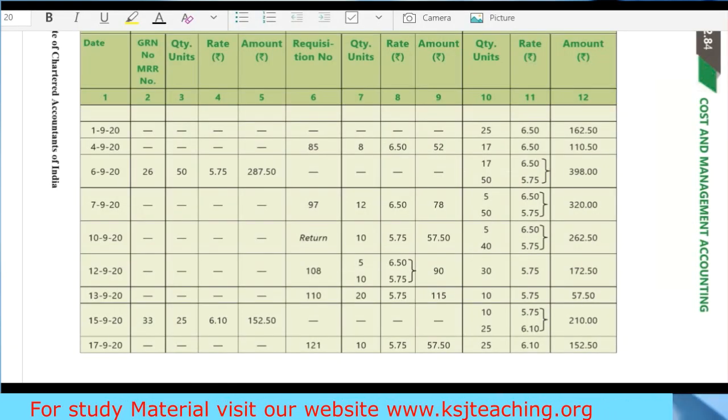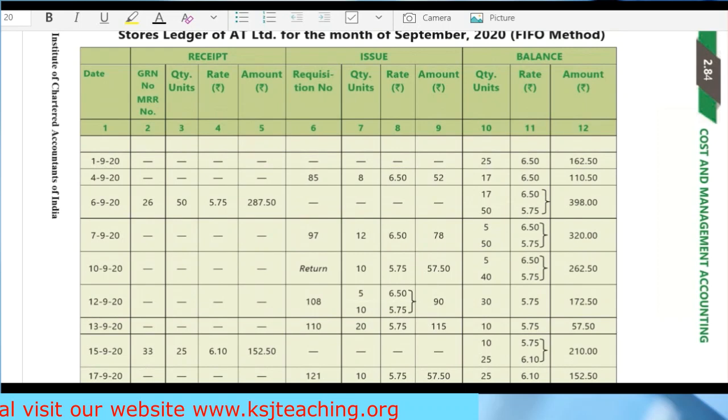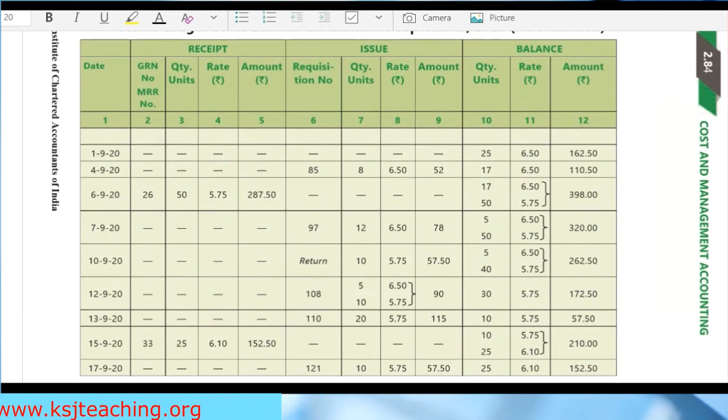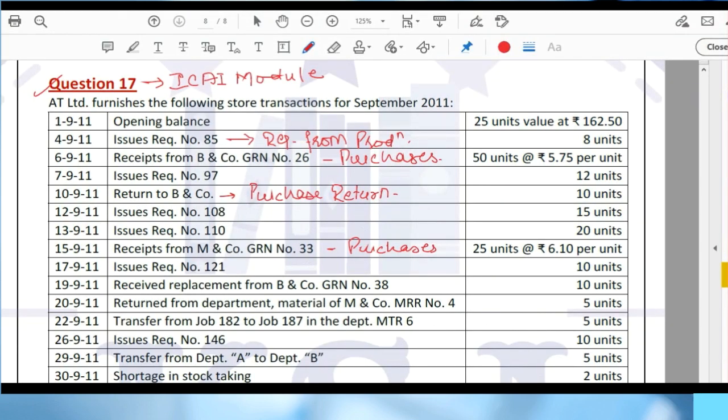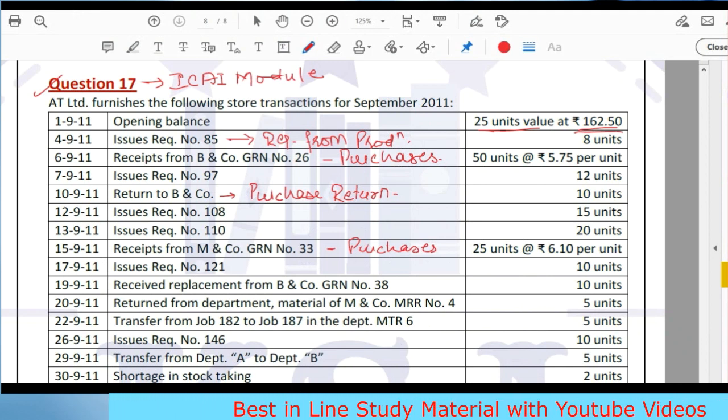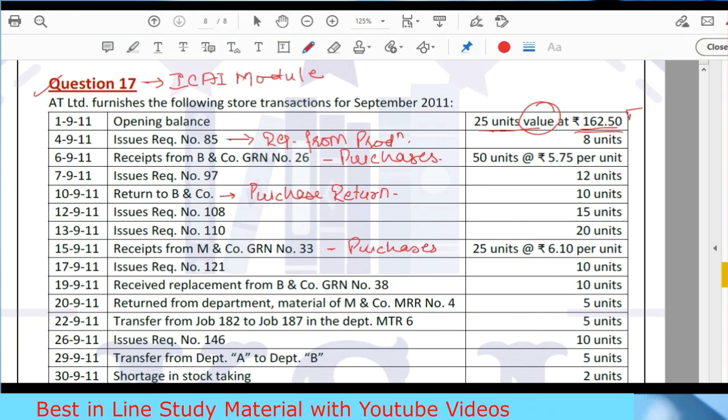Now this question is there. This is the question. This is the solution. I have taken it from the institute module also. Now what it says, the first is opening balance 25 units at the rate of 162.50, not at the rate. This is the value given. This is not the per unit rate. This is the value given to you, 162.50.